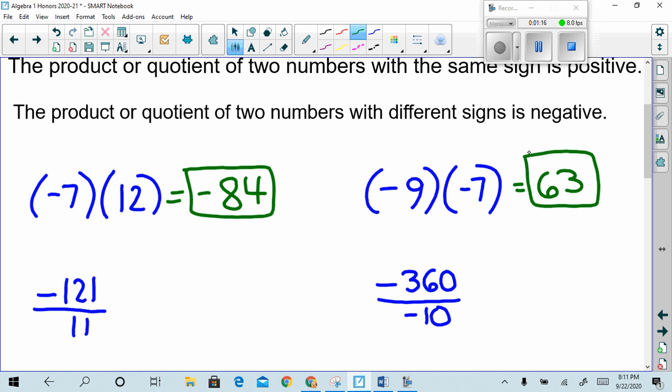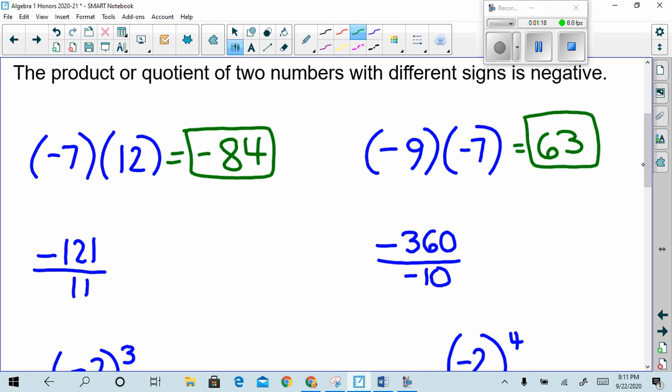Same rules apply when we're finding a quotient. I have unlike signs, I'm going to get a negative quotient. Same signs, I'm going to get a positive quotient.